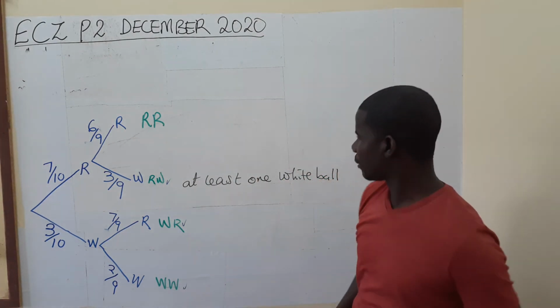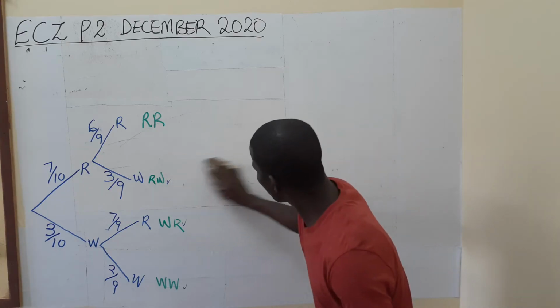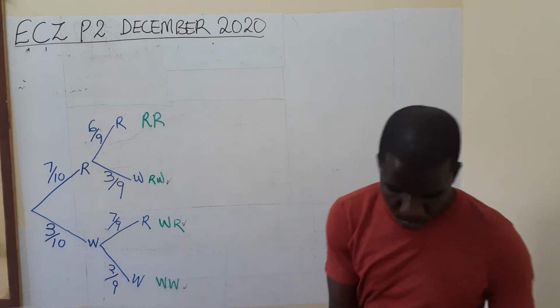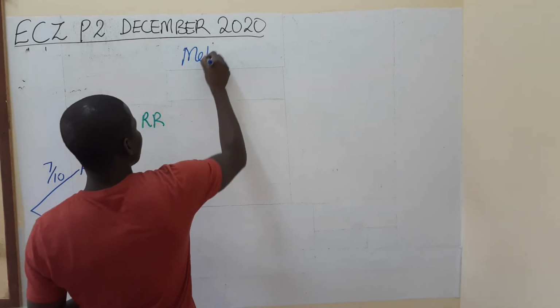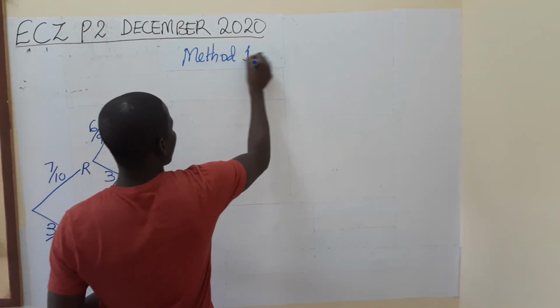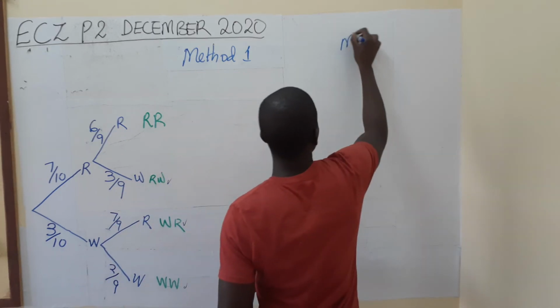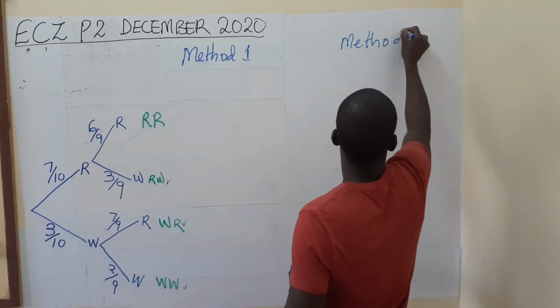Only this one does not qualify because we do not have a white ball here. So we are going to have 2 methods. I'm going to show you 2 methods that we can use to solve. So we're going to have method 1 and method 2.